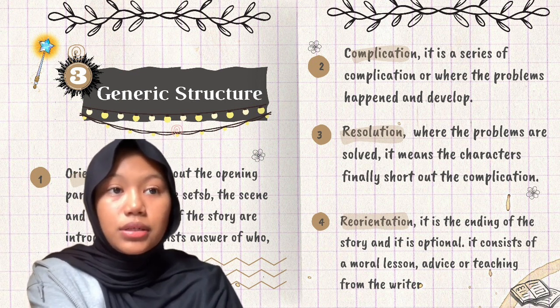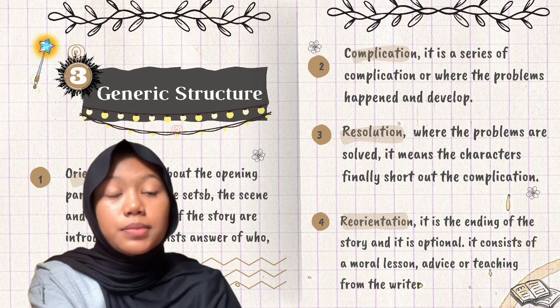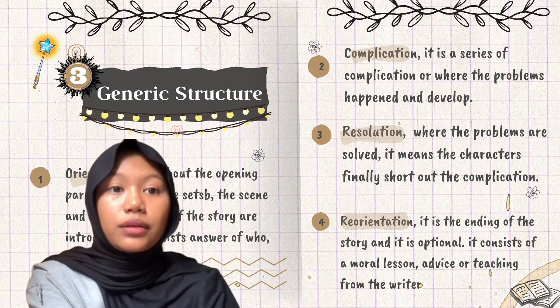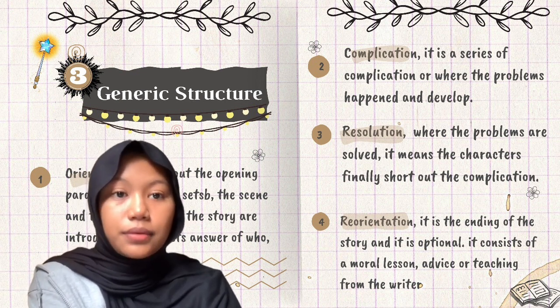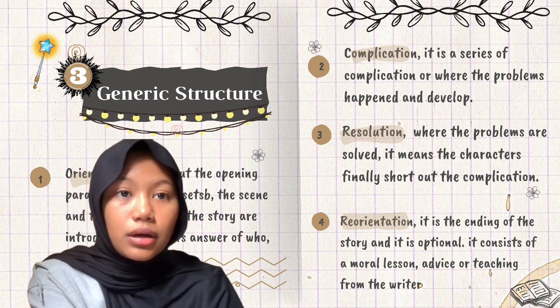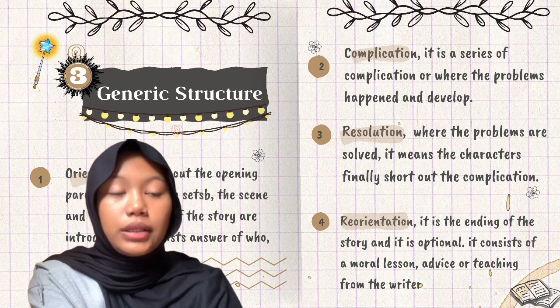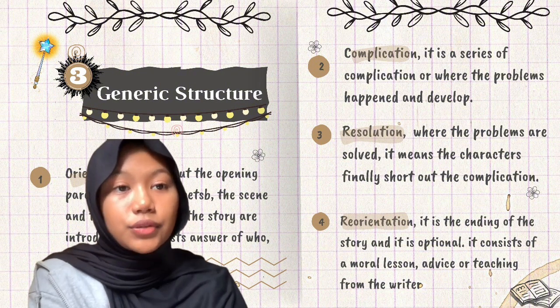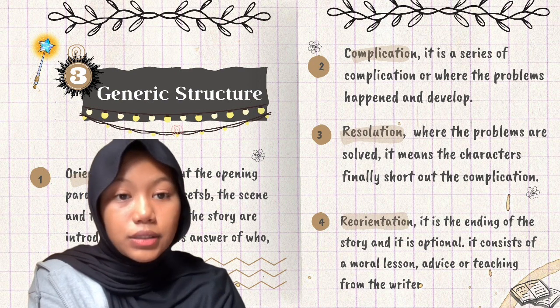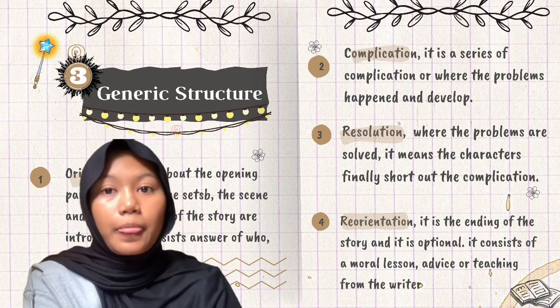Third, resolution. It is where the problems are solved. It means the characters finally sort out the complication. The fourth is reorientation. It is the ending of the story and it is optional. It consists of a moral lesson, advice, or teaching from the writer.